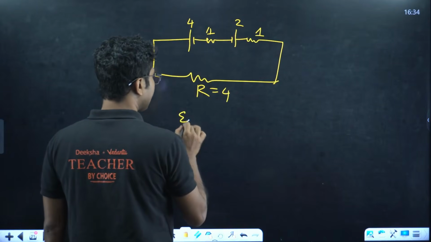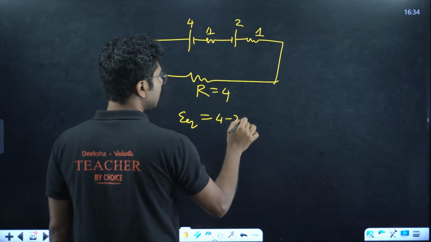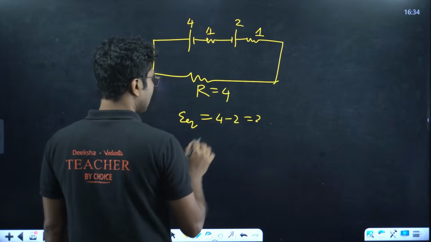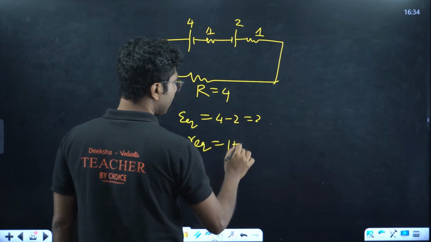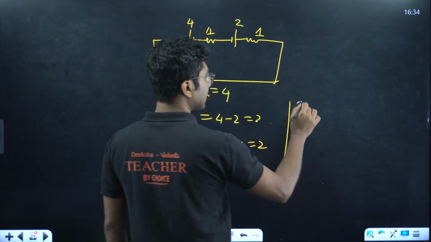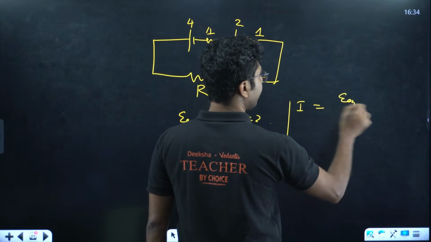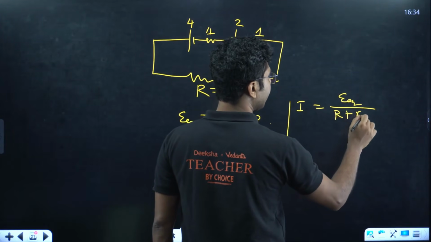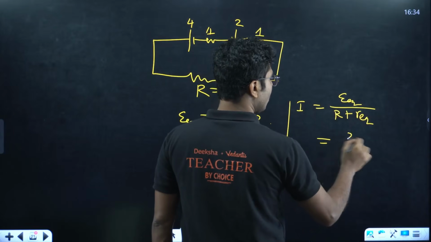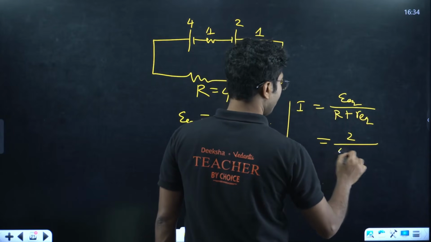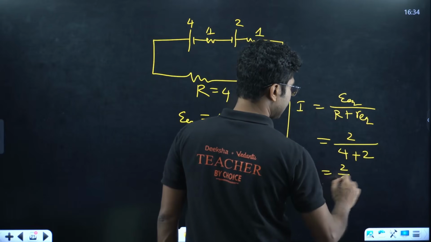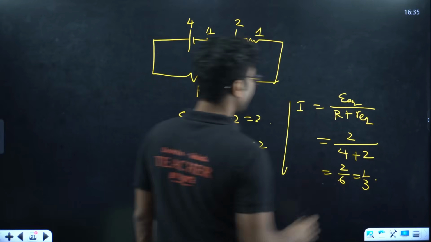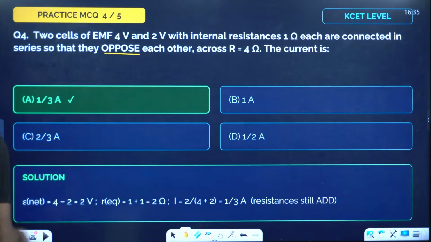So what is the equivalent EMF? Equivalent EMF is 4 minus 2, that is 2. What is the equivalent internal resistance? Equivalent internal resistance is 1 plus 1, that is 2. So what is the current? Current is equivalent EMF divided by R plus R equivalent, that is 2 divided by 4 plus 2, that is 2 by 6, that is 1 by 3. So it will be 1/3 ampere. So 1/3 ampere is the answer as well.